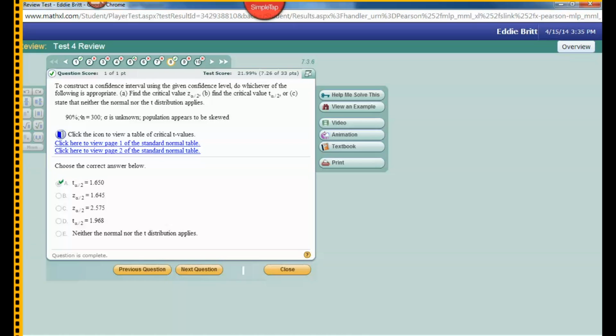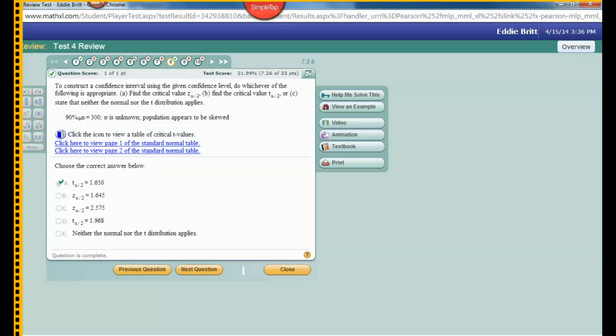All right, so n equals 300. Sigma is unknown. Population appears to be skewed. So this isn't good that it's skewed, but we do have an n of 300 where sigma is unknown. So that means that we can use the t distribution. To use the t distribution, we're just finding the actual critical value. That's what we're finding in this problem.